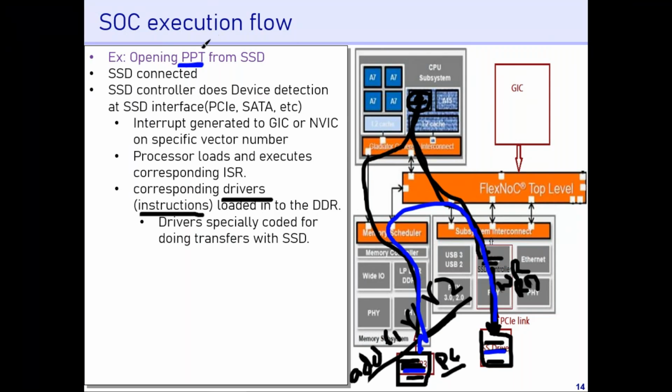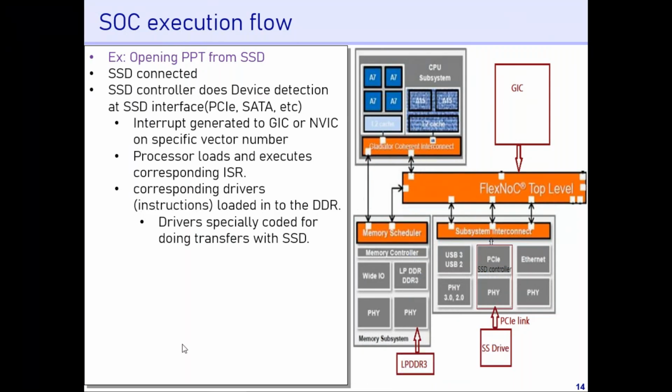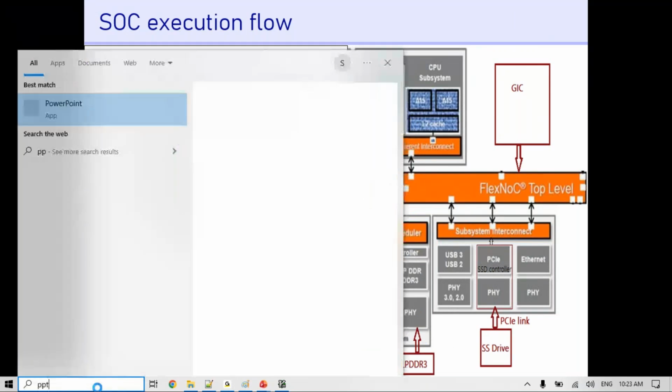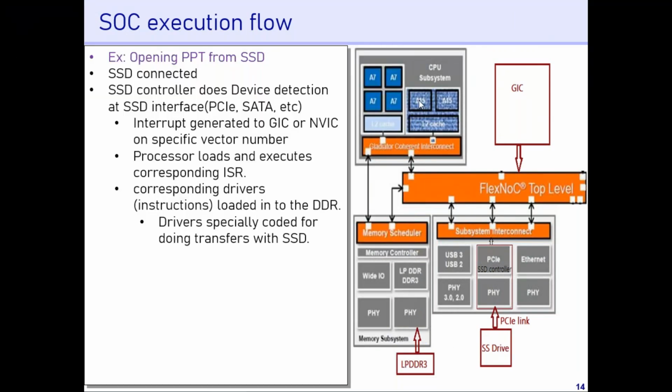So when I, as a user, open the PPT, what is happening is that in my operating system, there is a scheduler. The scheduler decides that I should hand over this work to this A15 processor. It has one program counter, and that program counter will be assigned a new value. What is that new value? Wherever my PowerPoint application instructions are present, that value will be set to the program counter, and it starts executing the instructions from there.